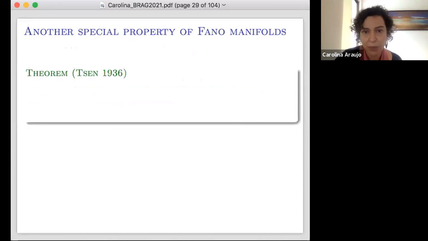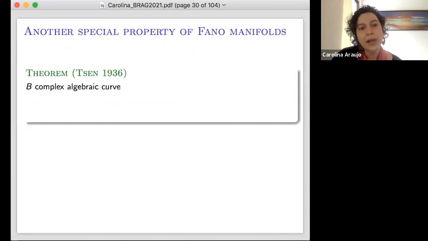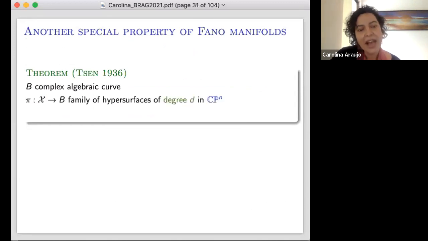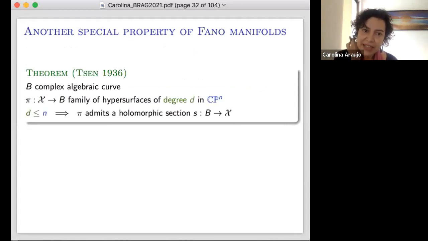So this is another special property of Fano manifolds, given by a theorem of Tsen from 1936. Tsen proved the following result: if B is a complex algebraic curve, and if pi from X to B is a family of hypersurfaces of degree d in projective space, so we have a family parameterized by a one-dimensional base, then the theorem says that if the degree of the hypersurface is bounded by n, so if it's a Fano hypersurface, then this family admits a holomorphic section.